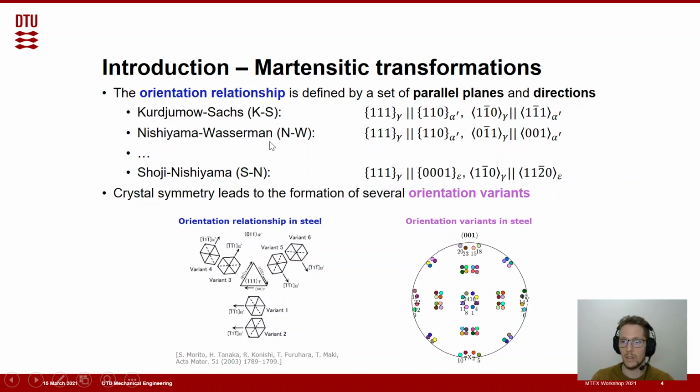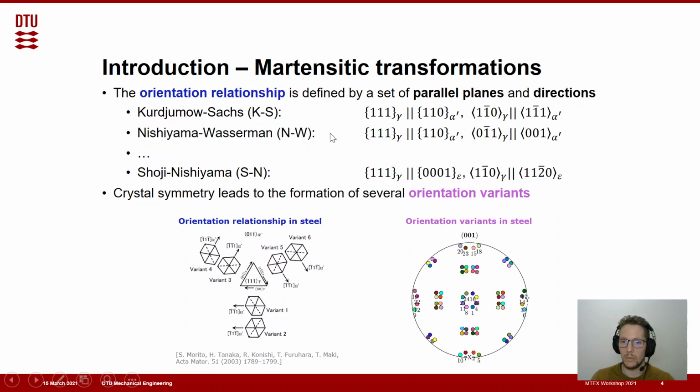Then we have Nishiyama-Wassermann. That's a different one, and there are tons of other orientation relationships within steel that are quite close to each other. I'm not going to go into all of them. Here we have the Shoji-Nishiyama orientation relationship, and this one is actually for steel, austenite to the hexagonal phase. Here we have the basal plane parallel to 1-1-1 of austenite, and then we have the 1-1-2-0 parallel to 1-1-0 in austenite.